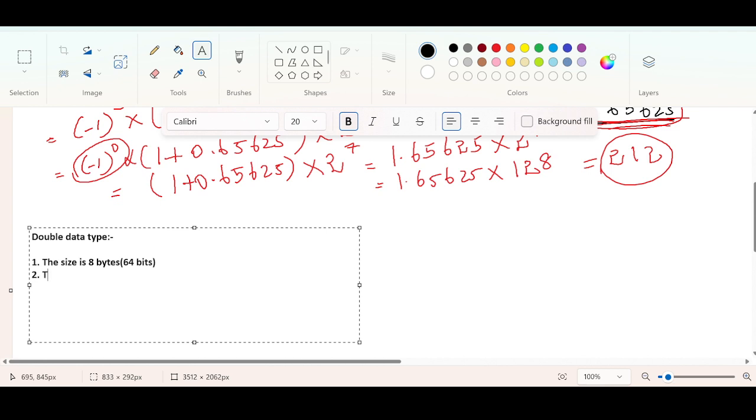And the second one is the default value. Default value is 0.0D.